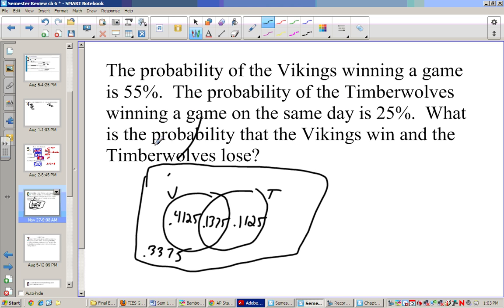So if they ask multiple questions, what's the probability the Vikings win? So the Vikings win, and the Timberwolves lose? Well, that's that one. It's the probability that the Vikings win, and the Timberwolves lose. So the Timberwolves don't win. That's 0.4125.